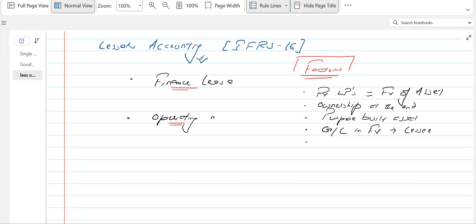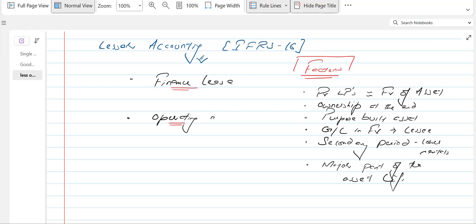And then there were some other points, for example, the secondary lease period: whether the lessee can continue the lease in the secondary lease period at a reduced or substantially lower rental. If that is the case, then that is a finance lease. Other points were whether the lease is for the major part of the asset life. If the lease is for the major part of the asset life, then that simply means it's a finance lease.